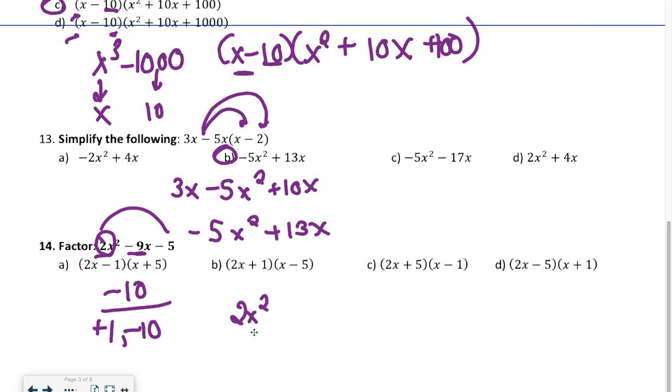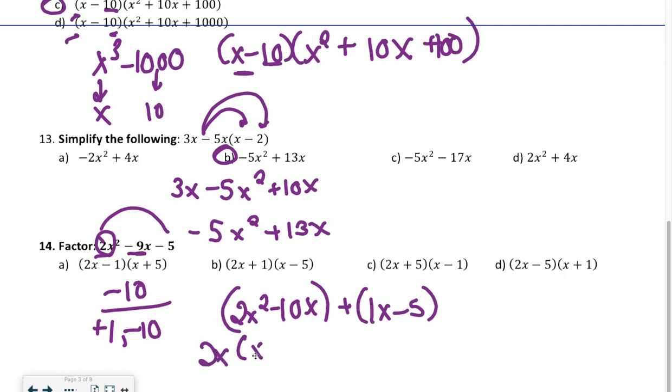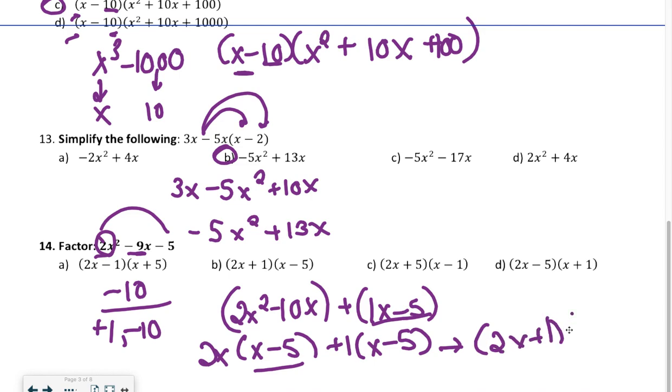Again, where you place your terms is up to you, but I'm going to put the negative 10x with the 2x squared. Whenever you're grouping, you should always have a plus. I'm going to put the 1x with the minus 5. We factor out the GCF of each of the binomials. So the GCF here is 2x. And the GCF here is 1. If you notice, this is already an x minus 5 and an x minus 5, but you have to factor out something. 2x plus 1 and x minus 5.